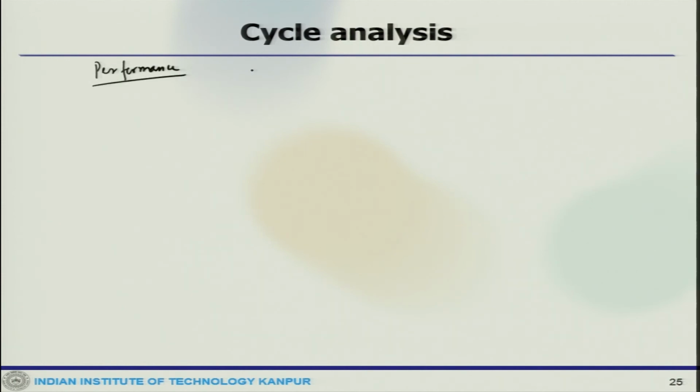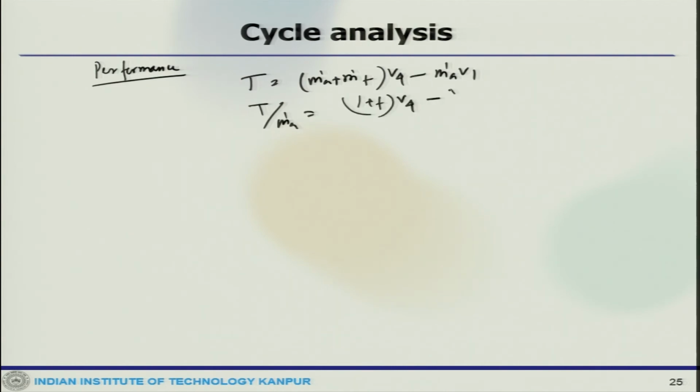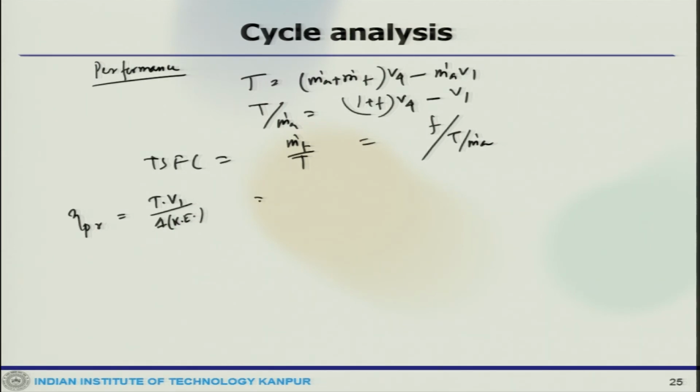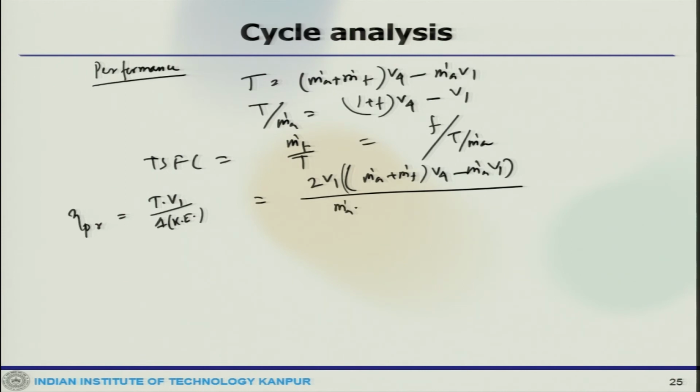So, now we just look at the performance analysis, and when you do that, the thrust would be (m dot A plus m dot F) V4 minus m dot A V1. So, T by m dot A would be (1 plus F) V4 minus V1. So, TSFC would be m dot F by T, and then propulsive efficiency, which is T into V1 by delta kinetic energy. So, that means it could be written as V1 times ((m dot A plus m dot F) V4 minus m dot A V1), divided by m dot A times (1 plus F) V4 square minus V1 square.